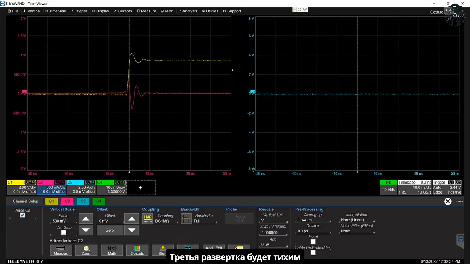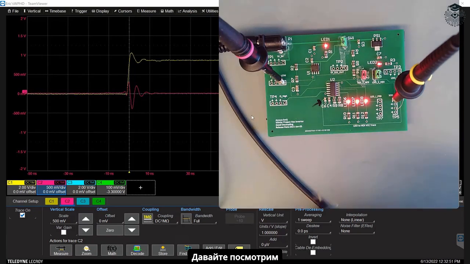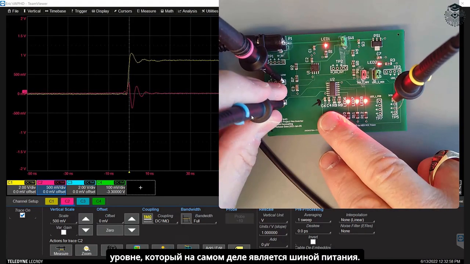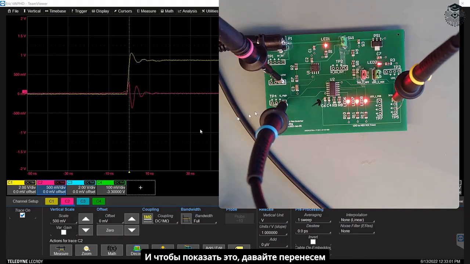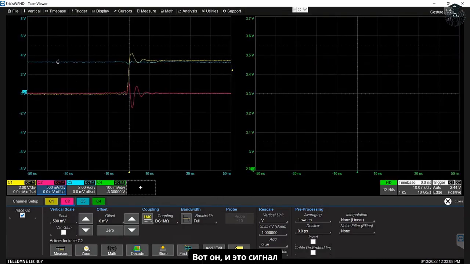The third trace is going to be the quiet high. And that is this guy over here. Let's take a look at that signal. This is the noise on the quiet high, which is really the power rail. To show that, let's bring that onto the scale, and we'll make them the same scale. And here it is, and it's a 3-volt signal, but you see it popping down.